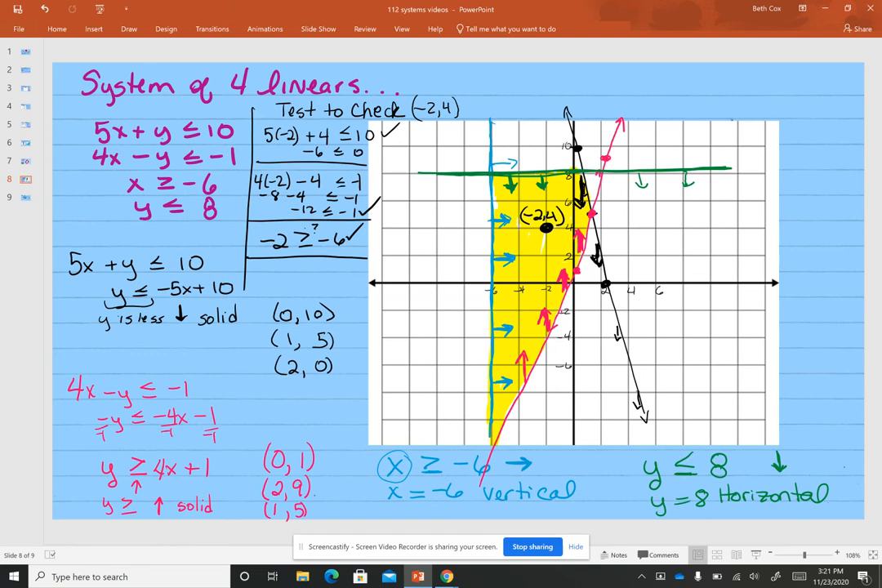And last but not least, check the 4. Is 4 less than or equal to 8? And it is. So it checked. My one test point checked all 4 conditions. And that's how you know that you shaded the right area. Okay? The testing of one single point that you shaded in all the equations should produce a true inequality.